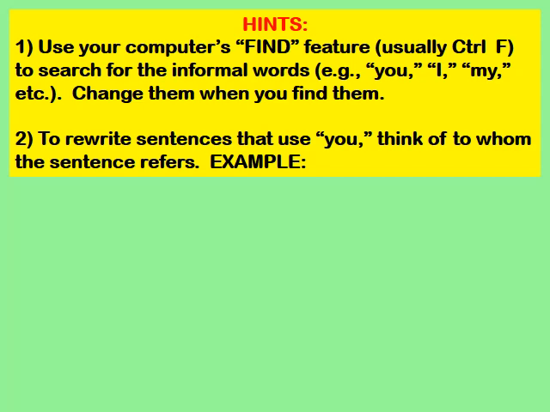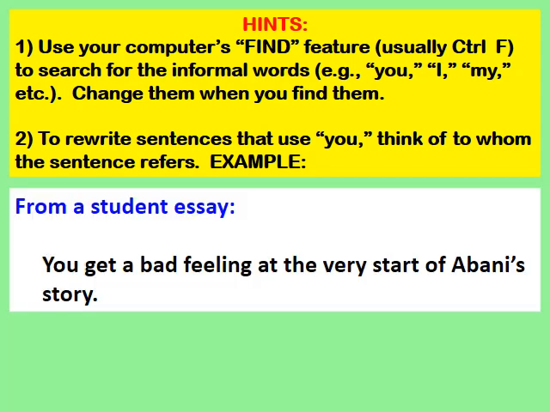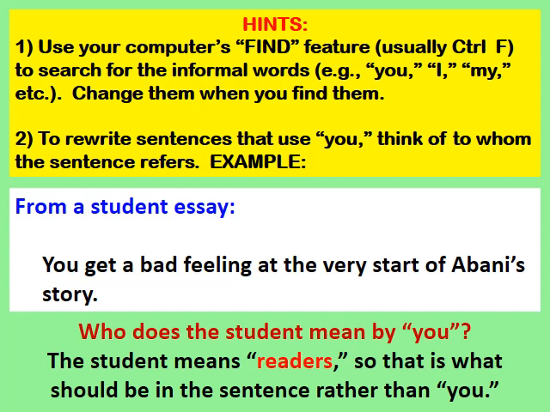When you get to a sentence with you, sometimes students find it difficult. They say, well, I'm not sure how to rewrite it without using that word. If you just think about who you're really talking about, sometimes it makes it easier to rewrite the sentence. Let's look at an example. "You get a bad feeling at the very start of a Bonnie story." Who does the student mean by "you" in this sentence? Well, the student really means readers get a bad feeling. So that's the noun that the student should have used.